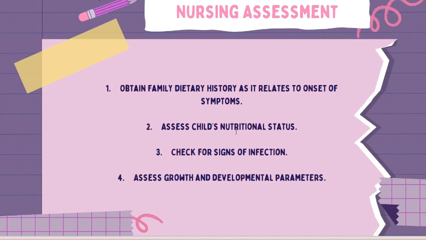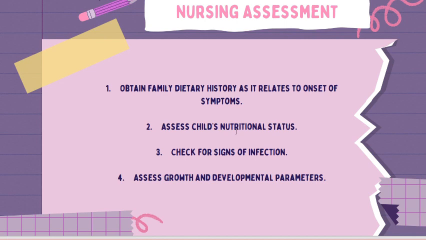Number one, obtain family dietary history as it relates to onset of symptoms. So first, we need to check the family dietary history to relate to the symptoms and to know where the disease started.